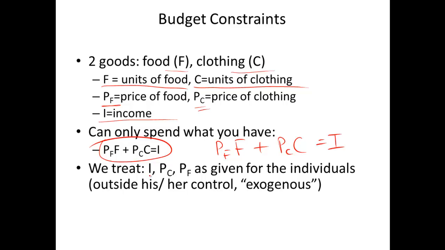So we're going to treat I, income, and the prices of the two goods as given. The individual just faces those, has no control over them. They're outside of his or her control, and we use the word exogenous. The things the individual will be choosing will be the level of F and the level of C. That is the number of units of food and clothing to purchase.